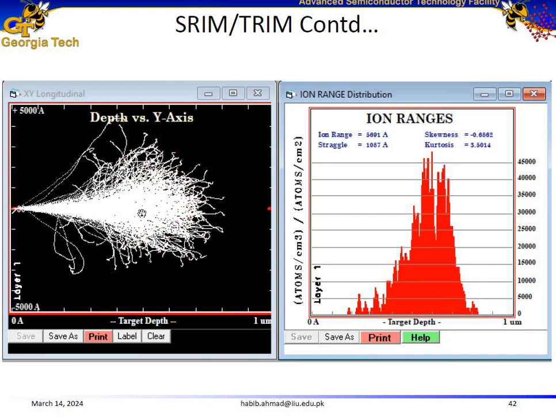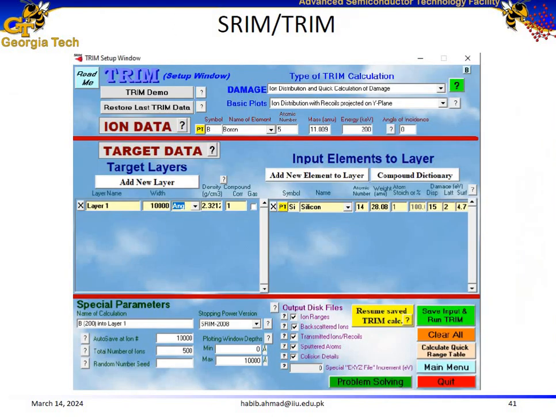So then it finally creates this kind of profile where you see p carrier concentration at a certain target depth. You can see that value over here. In this case, it's around 5691 angstrom, which is 569 nanometers, or approximately 0.57 micrometers. But one shortcoming of the SRIM TRIM software is that we cannot enter the dose in it.